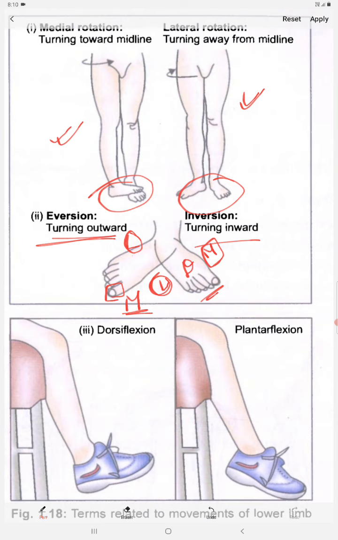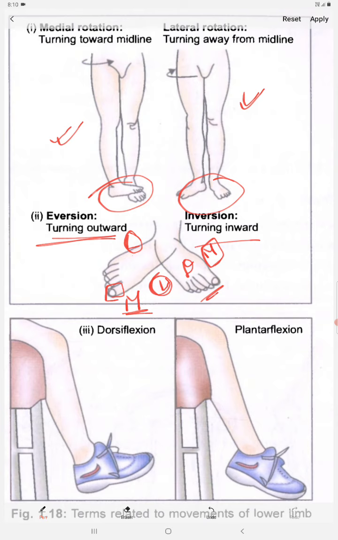This is very important. For the foot you should remember two surfaces, which means the dorsum of the foot will be present, and the other side will be the sole of the foot, and two borders are present. One is the medial border, wherever the big toe is present, and where the little toe is present, that is called the lateral border of the foot.